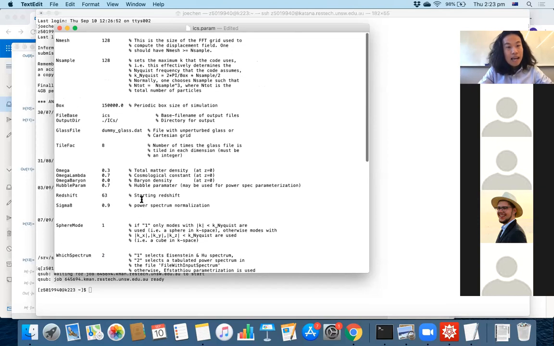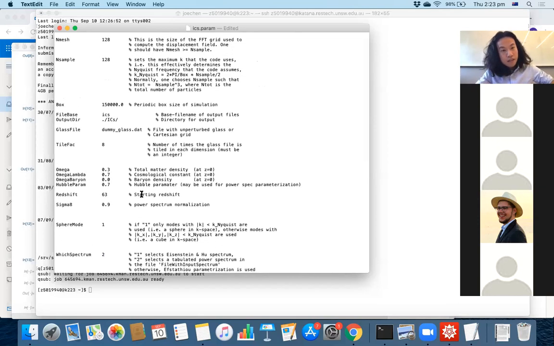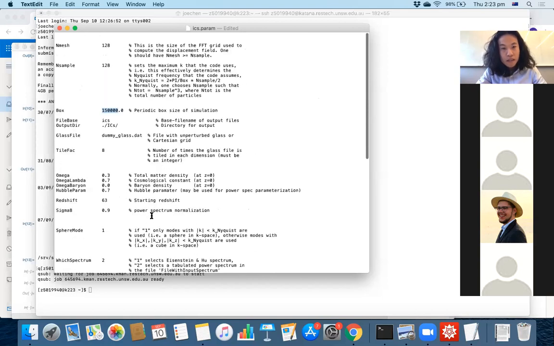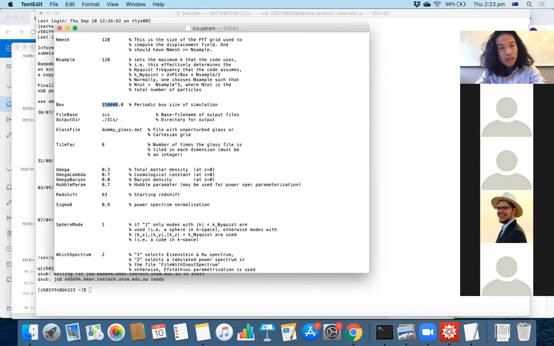And now actually to determine the size of the box, you just put it in here. So here is a very large number because it's in kpc. But since we changed the length units to Mpc, then this could just be in Mpc. So let's just say 512 Mpc on each box side length.